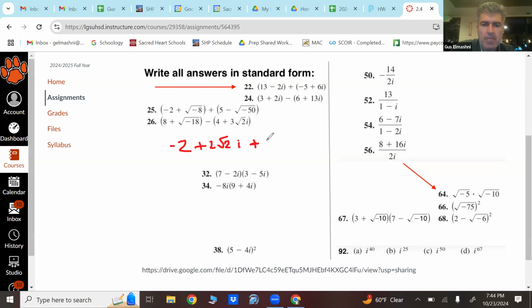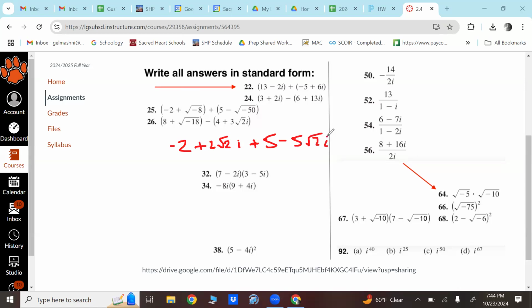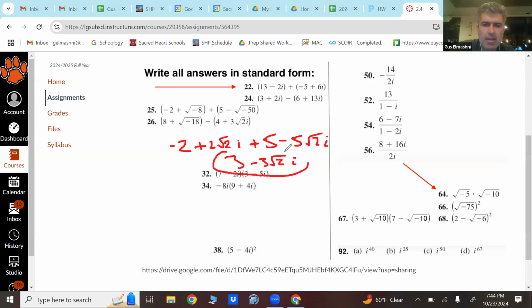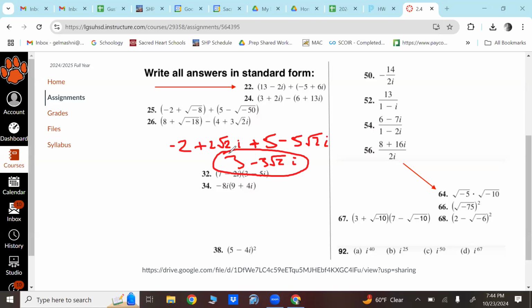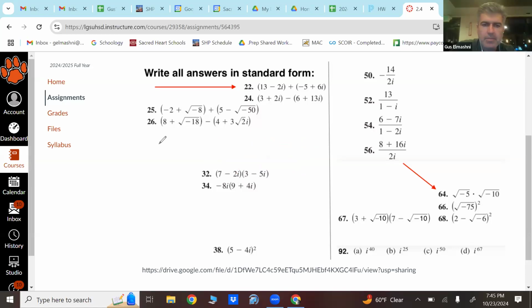plus 5 minus 5 root 2i. Yeah, so this is like the same thing. And the 3 root 2i's cancel, just get 4.